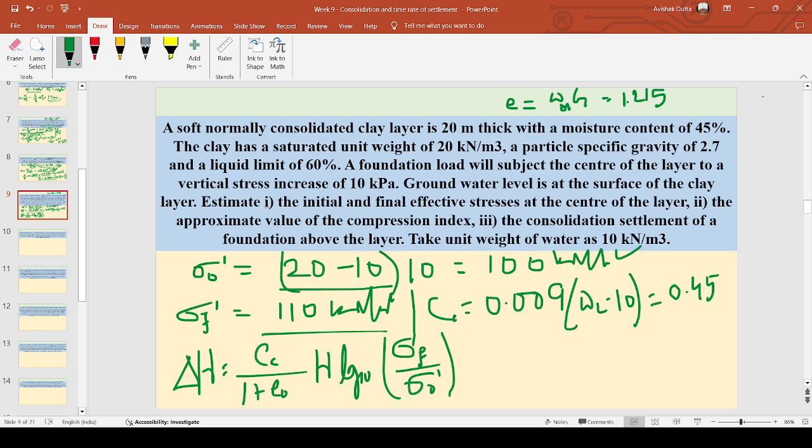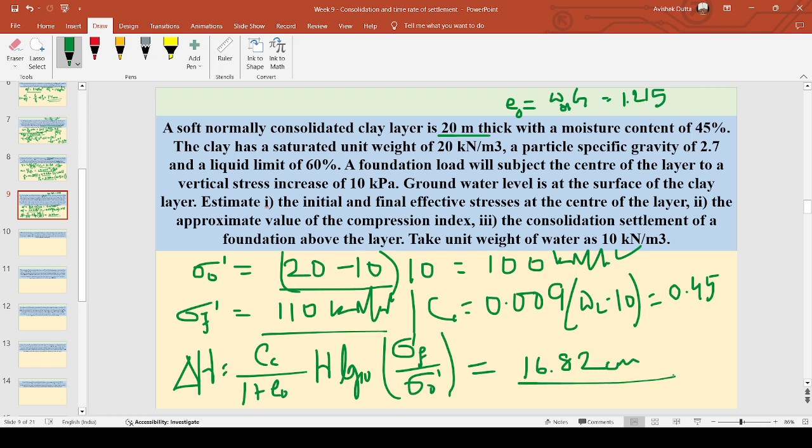Okay, so putting in the formula with E0, the initial void ratio: Cc is 0.45, E0 is 1.215, yes, 1.215. H is 20, the total thickness of the layer. Sigma F, the final pressure, is 110 and the initial pressure is 100. You will get a settlement of around 16.82 centimeter.